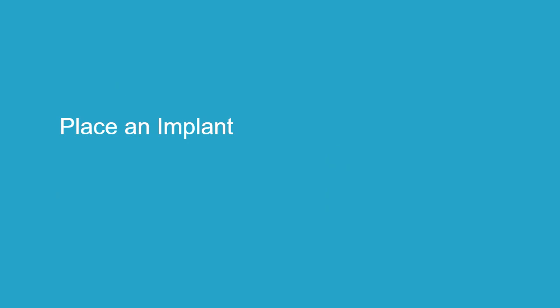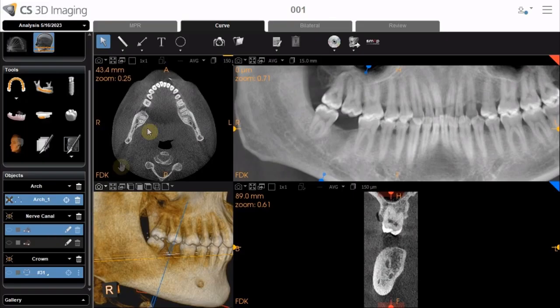Place an implant. Open the volume and click the Curve tab. Click the Auto Trace button or activate the Dental Arch Creation mode to draw a trace along the dental arch.